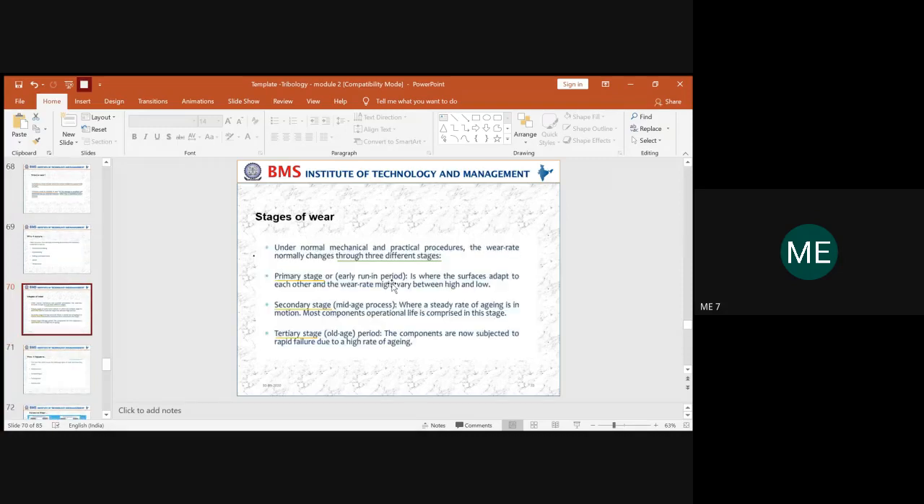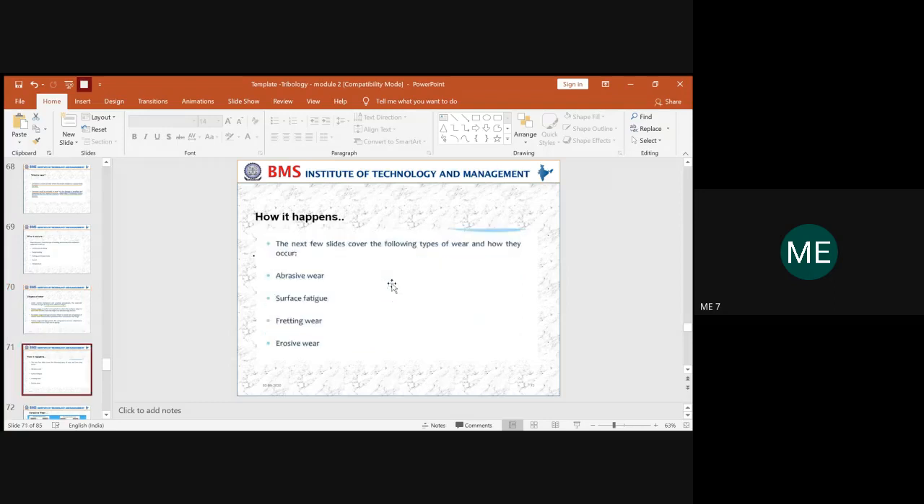And later there are different stages of wear. What you have to understand is that it is related to primary, secondary, tertiary stages and so on. And there are the types of wear which come: basically abrasive type, surface fatigue wear and erosive wear. All these we will study in our next class.